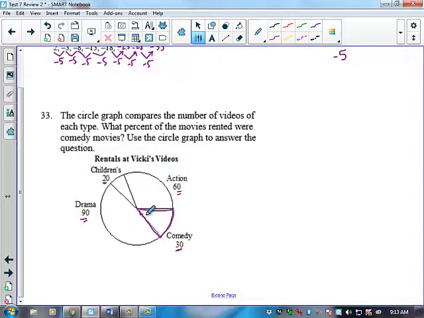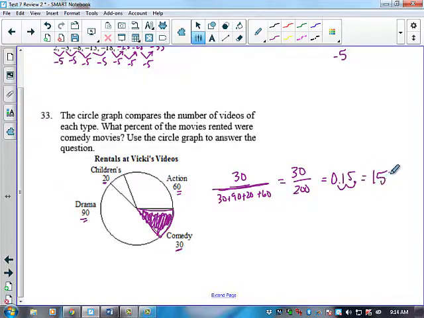What you have to remember is that a circle graph represents 100%, the whole, right? So 30 out of the total, which would be 30 plus 90 plus 20 plus 60. So you have 30 out of 200, which is going to get you 0.15, which then, when you move that decimal 2 times, you get 15%.